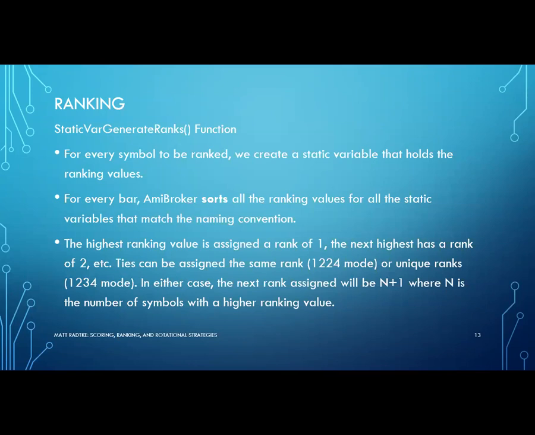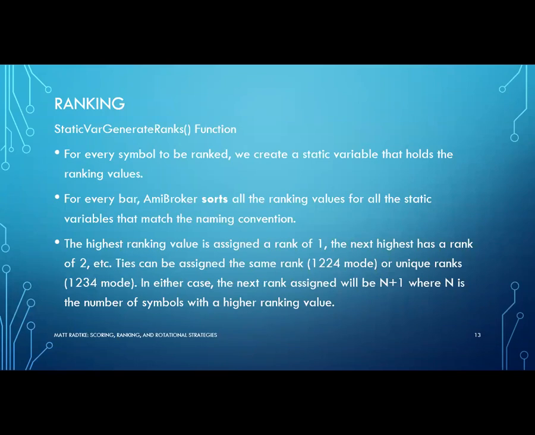AmiBroker does have 2 modes. It has 1, 2, 2, 4 mode, which means that if 2 symbols have the same ranking value on the same bar, then they both get the same rank. So if Apple and Microsoft both have an RSI of 60 today, and Apple has a rank of 12, then Microsoft will also have a rank of 12.